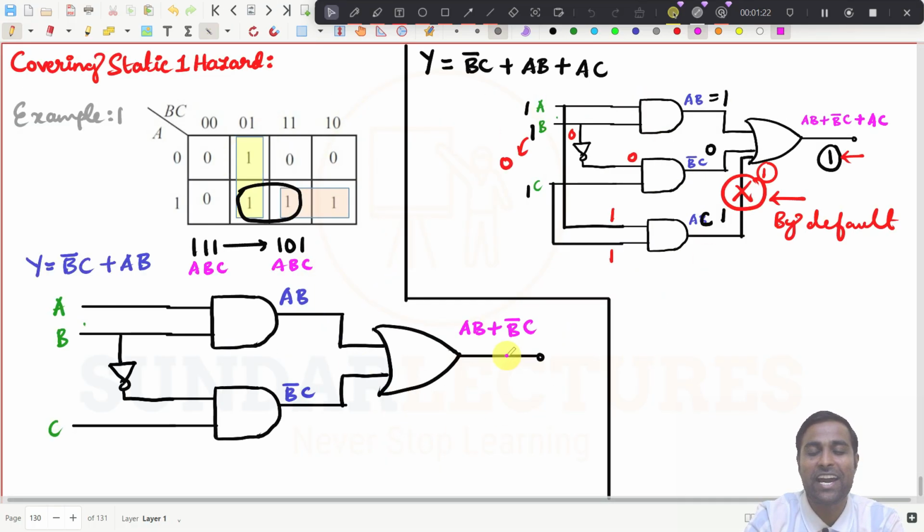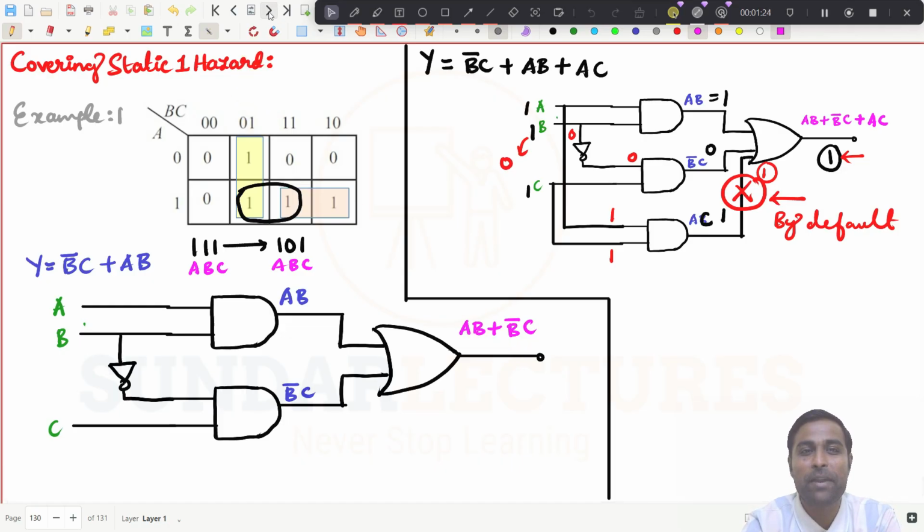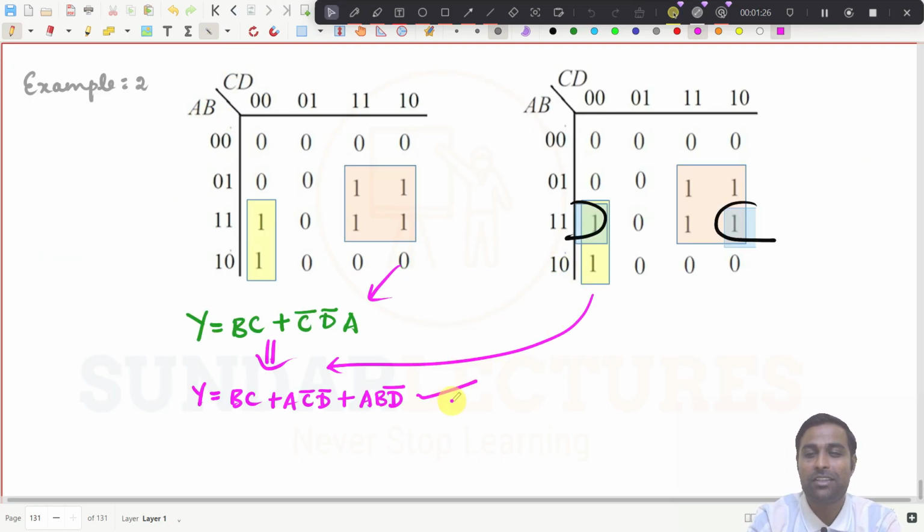Whatever we have seen here, you just apply this one to this particular output expression. Draw the diagram and verify the static one hazard will be eliminated. So I am not going to draw and explain it again, because I have just given you a brief idea about how to eliminate. Very, very simple. You don't need to panic here. Just make an extra pair covering these two groupings.